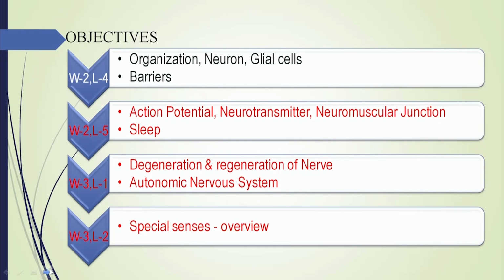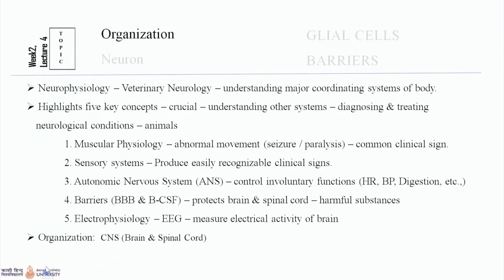So these are the objectives in week 2, lecture number 4. As I said, organization, neuron, glial cells and barriers we'll see. First, in many books you might have seen that neurophysiology is covered as the second chapter or the first chapter. Why have they given so much importance to the nervous system? The nervous system is one of the important systems that majorly coordinates the different systems of the body. That is why they have given that much significance to the nervous system when they write books.